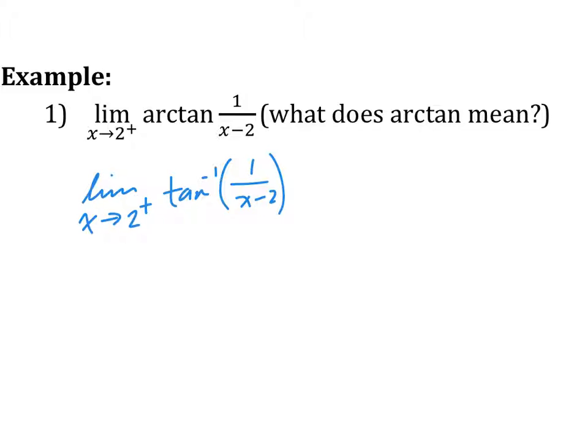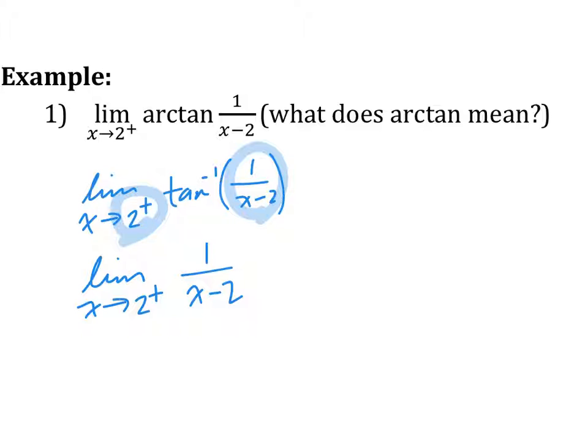So what we're going to do is break this part out. We're going to figure out what that limit is first. We're going to evaluate the hardest part, the part that's giving us the undefined value, which is 1 over x minus 2. We're going to figure out what that limit is first. Okay?